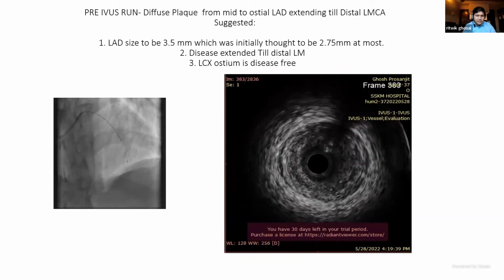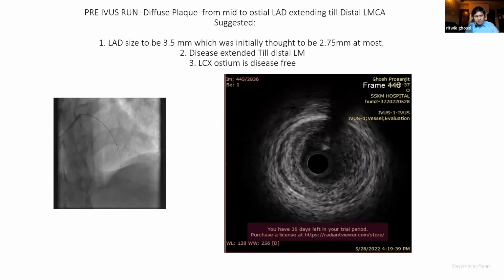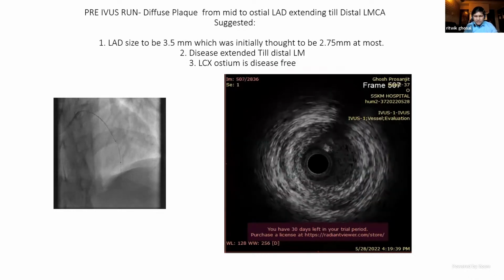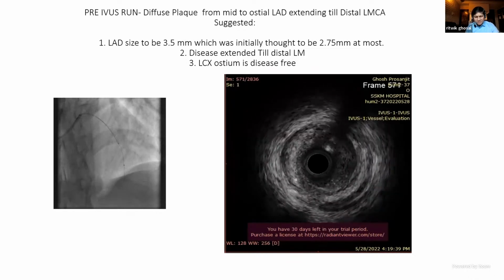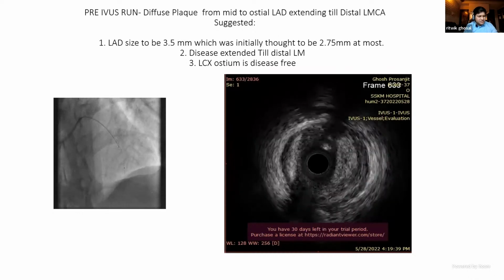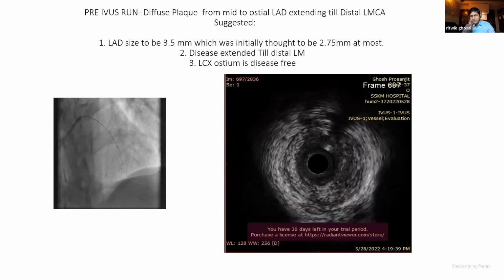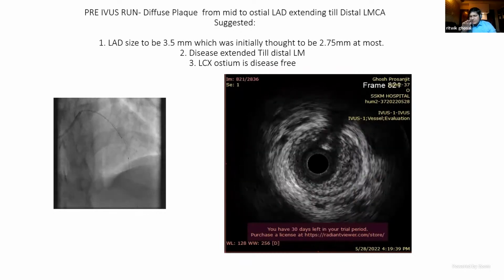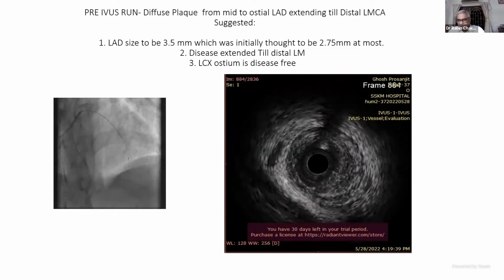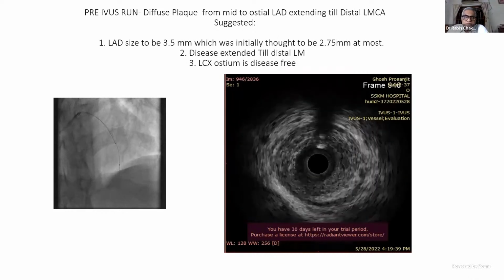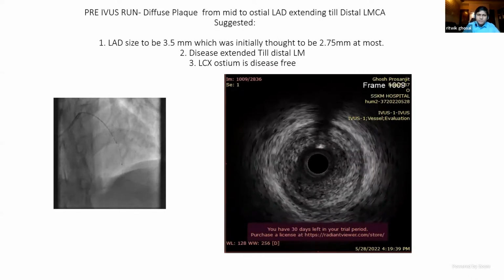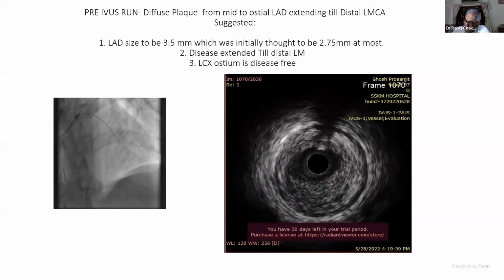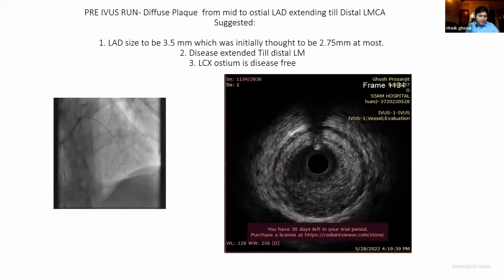Sir, TCFA is thin cap fibrous atheroma. Yes, sir, fibrous atheroma. That's very common in young age. Those are notorious for plaque rupture, thin cap.